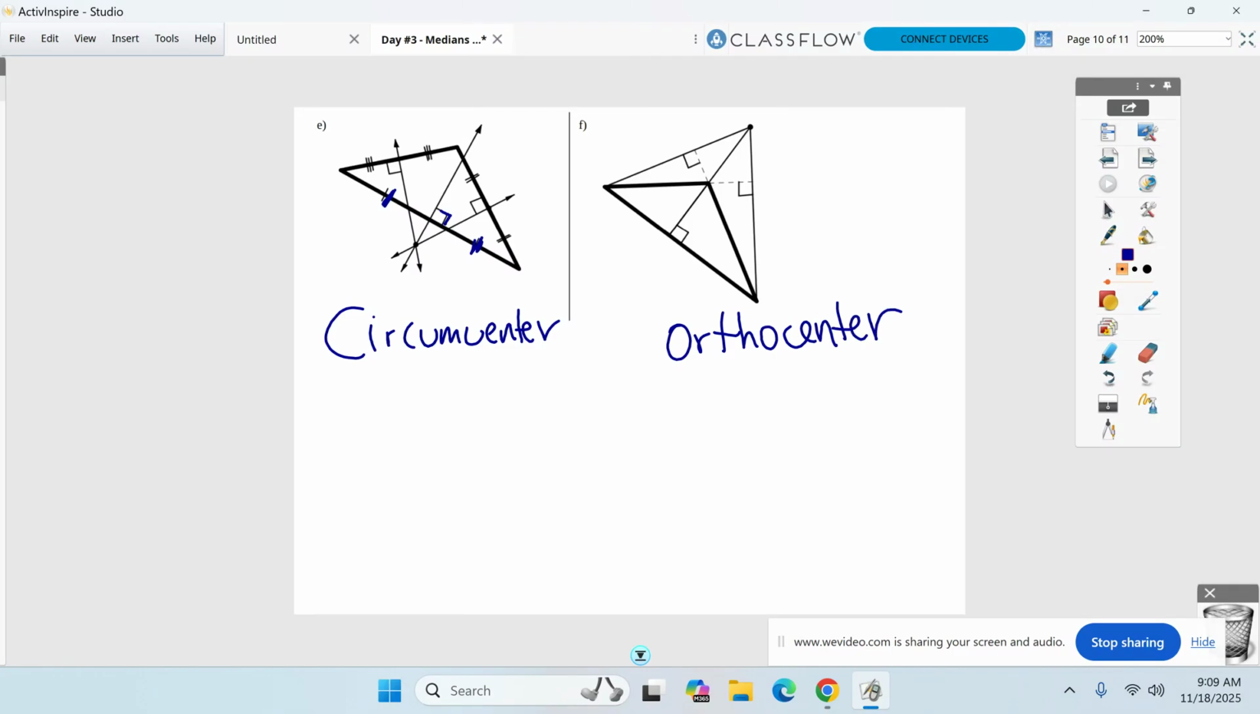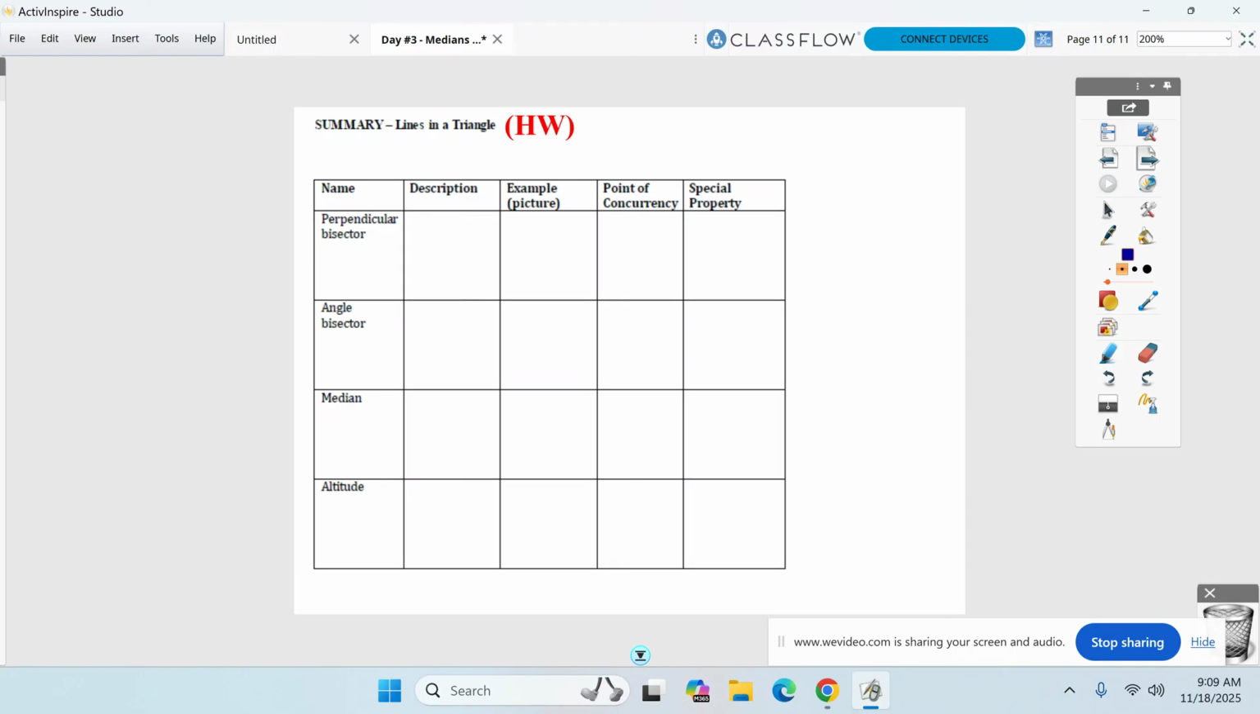Okay. So first thing tonight you're going to do for me, we're going to put all this into one chart. This is like a little cheat sheet for you. All our lines and points are going into one chart. So I will do the perpendicular bisector with you, and then I'll let you go on your own.